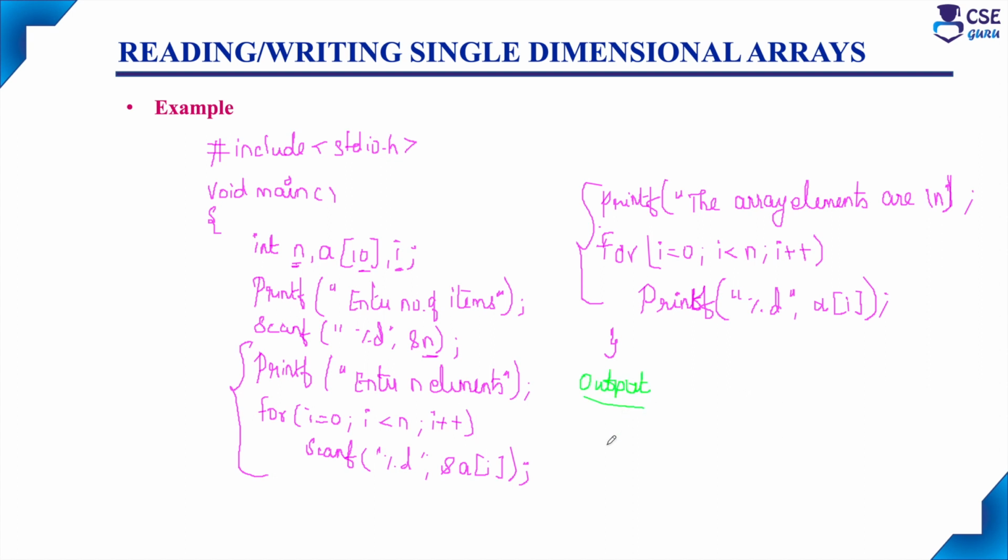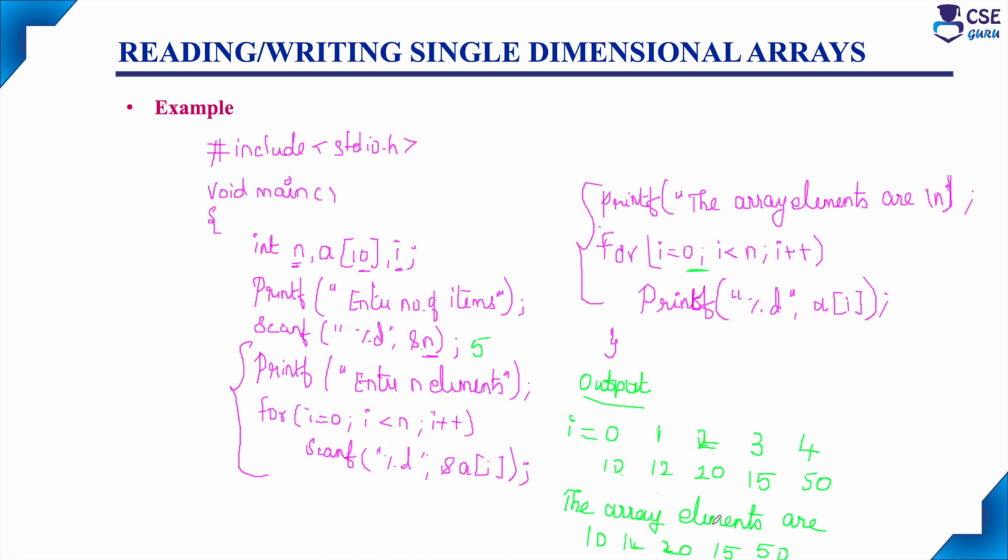In the output, first we enter the n value, enter number of items. For example, if I have entered n as 5, the array will accept 5 elements starting from 0. When i is 0, it will accept 1 element, for example 10. When i is 1, it accepts 1 element, and likewise when i is 2, 3 and 4. Using this for loop, and then using another for loop it displays on the output screen: the array elements are 10, 12, 20, 15, and 50.